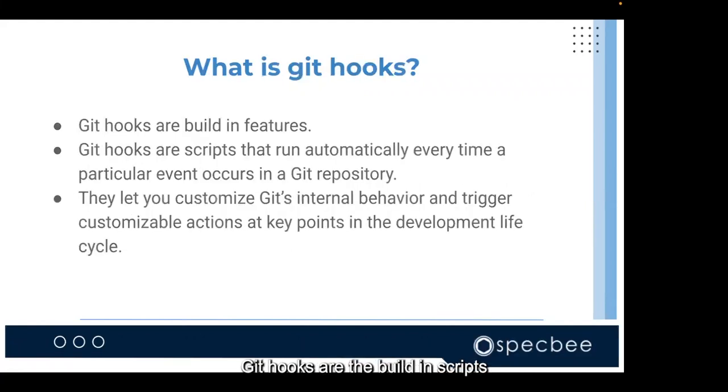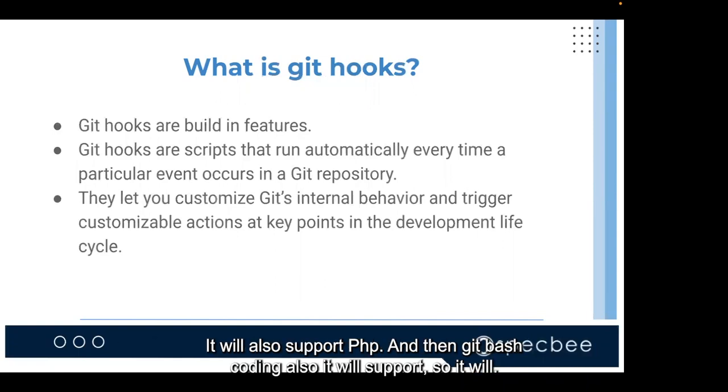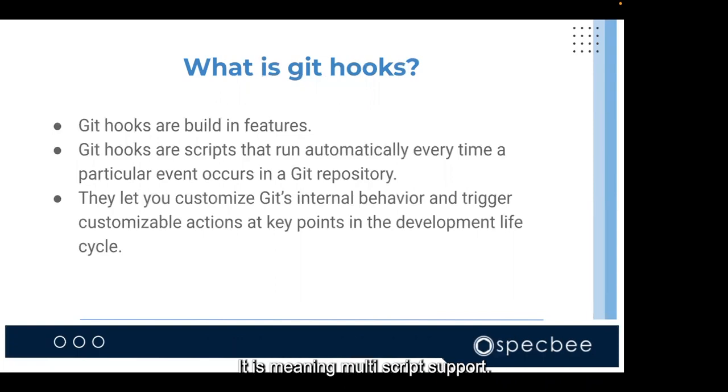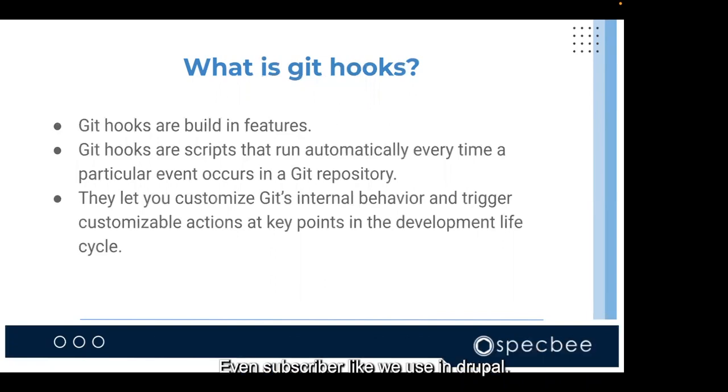What are Git hooks? Git hooks are built-in scripts that enable us to write code with multi-language support, meaning it supports PHP, Python, and Git Bash coding. I mean, a Git hook acts as an event subscriber, like how we use it in Drupal. Whenever an event occurs, it will trigger another event for which we have written code. And it will help us customize Git's internal behavior.